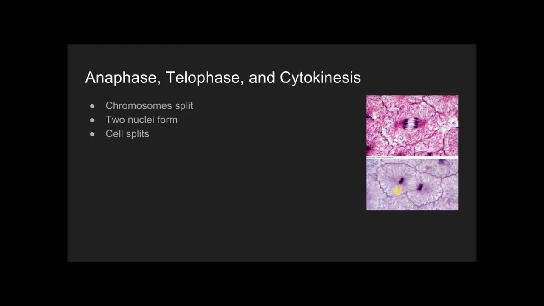Alright, and now we go to anaphase, telophase, and cytokinesis. Anaphase is where the chromosomes split, right there, split down the middle, and they're able to do this because the DNA was copied during the interphase, which cells spend 90% of their time in. And then in telophase, the 2 nuclei form. Alright, there's a picture. And cytokinesis is simply the one big cell splitting into 2 smaller daughter cells.